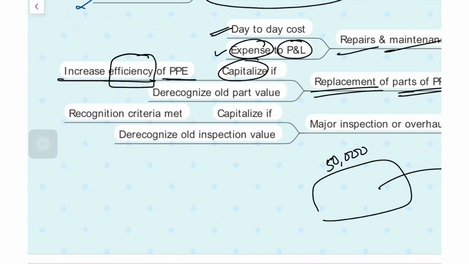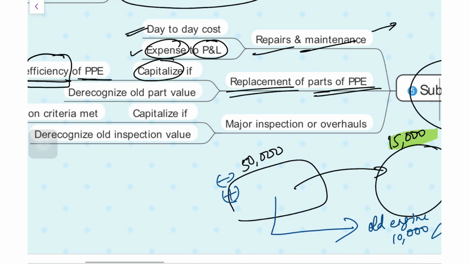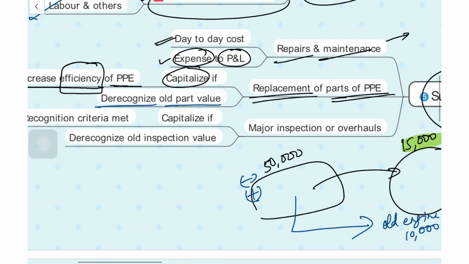When you're capitalizing this cost, remember one thing: when you put in a new engine, there will be an old engine there, for which you would have incurred expense. Suppose the old engine value was 10,000. In such a case, you have to first de-recognize this. That means you must first reduce this from the value of the bike and then add the new engine value to it. So de-recognize any old part value.